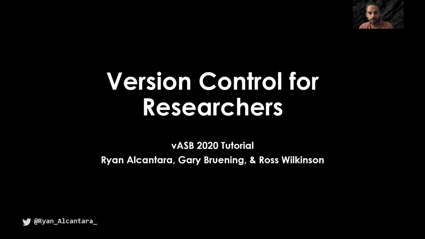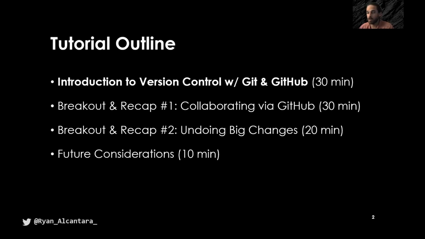The outline for today is we will start with this introduction talk for a little bit, and then we'll move to Breakout 1, where you'll practice some of these functions and tools that I'm introducing. Then Ross will do a recap on what you've learned in that breakout room, and then in Breakout 2 you will learn about how we can use version control to undo changes made to an entire code base of multiple files. Lastly, Ross and Gary will talk about future considerations that we don't have time to cover in this tutorial in depth, but that are useful tools for your future applications.